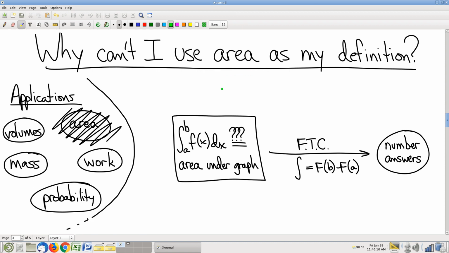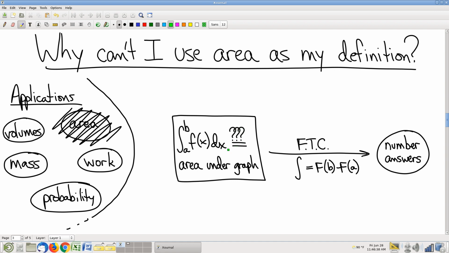Here I have a picture of what that might look like. Let's scratch off area from our list of applications and reinterpret area as being the definition, hypothetically, of an integral. Note the question marks here, indicating emphatically that this is a question we're asking. This is not a statement we're making. So what happens if I do that?